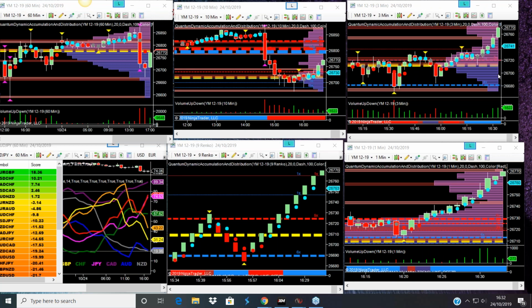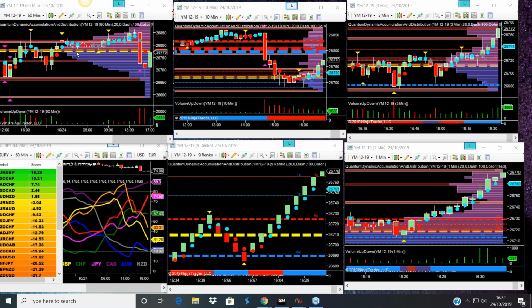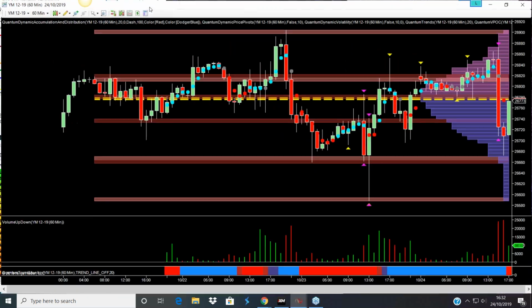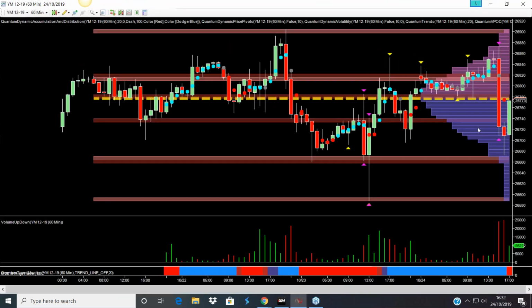While David was looking at that, I've actually got my charts set up to the YM. I've got a Renko chart, I've got a 1 minute, a 3 minute, a 10 minute, and I've also got the 60 minute. And the 60 minute is actually quite important because it gives me an indication of where this current move is likely to come to a pause point.